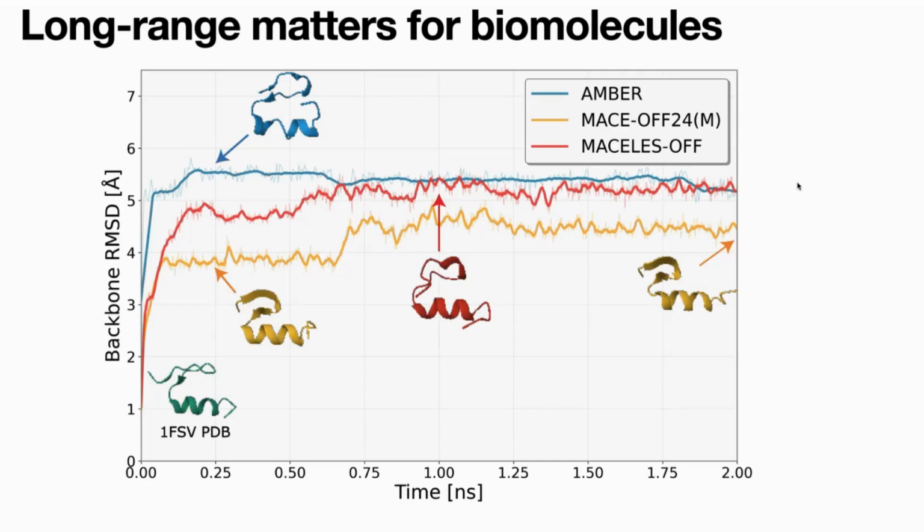And another thing is that the long-range electrostatics would affect things such as protein folding. So we are folding this protein. You can see that MACE-LESS-OFF and MACE-OFF actually fold this protein into two different states. Indeed, the MACE-LESS-OFF final state is more similar to what Amber would predict.